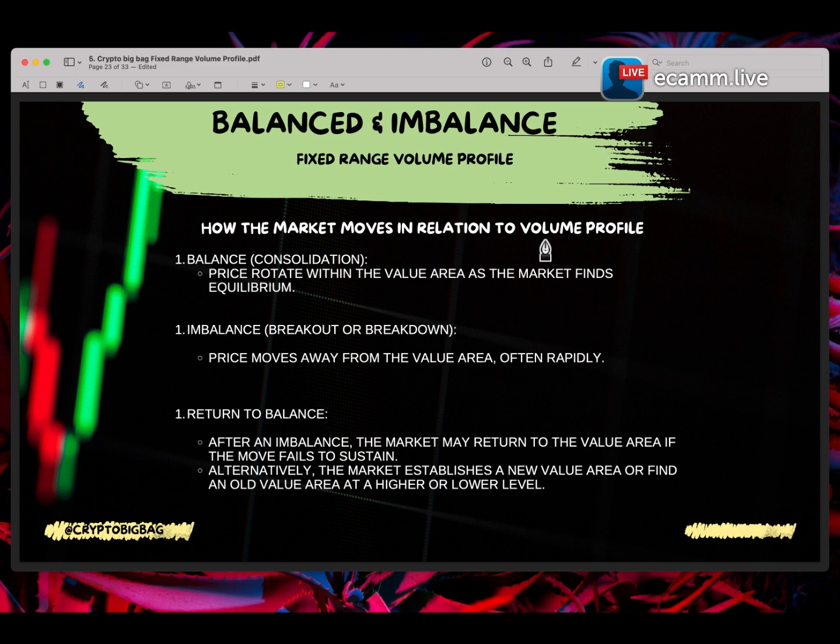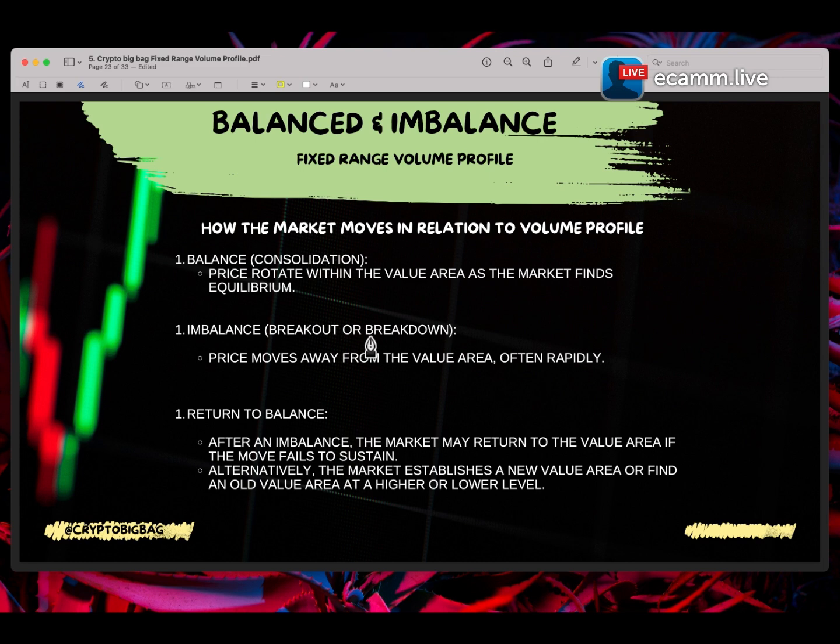How the market moves in relation to volume profile, like I explained before: a D shape is a balanced profile. It shows there's going to be consolidation between the upper boundary of the value area and the lower boundary of the value area. Price is just going to be ping-ponging inside and consolidating. Balance means consolidation. Price will trade within the value area as the market finds equilibrium.